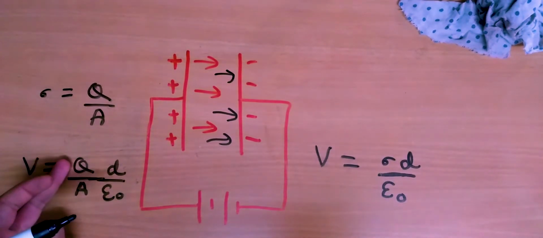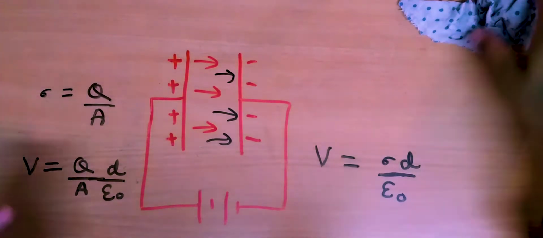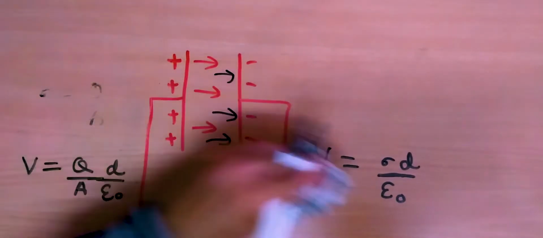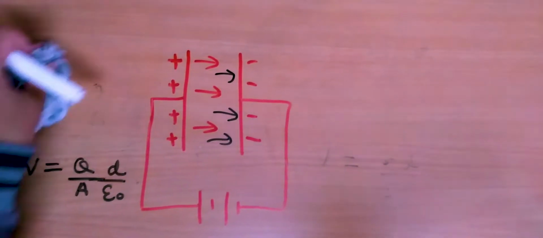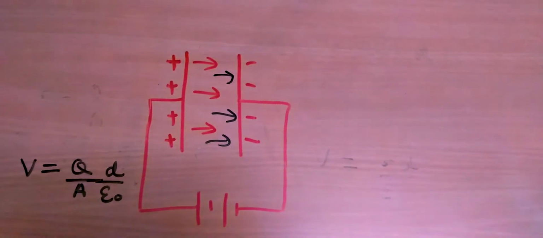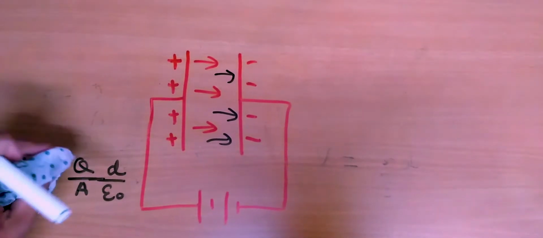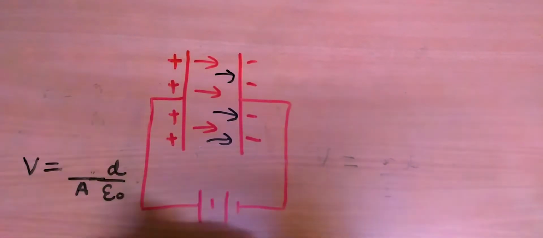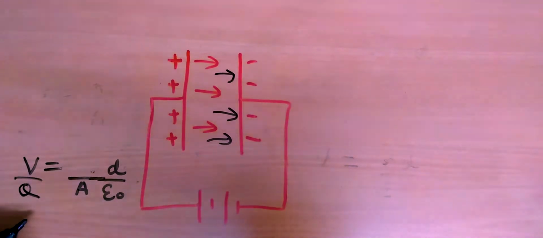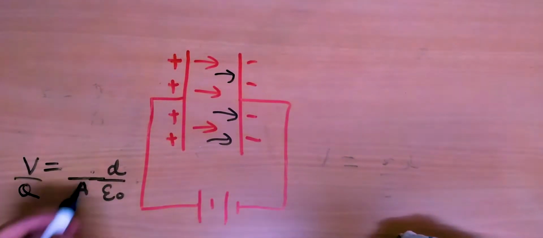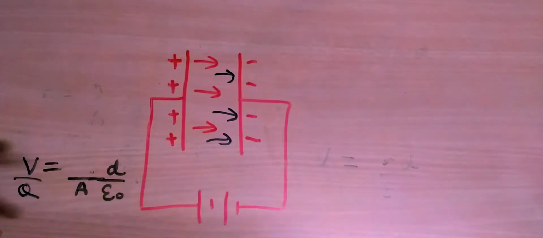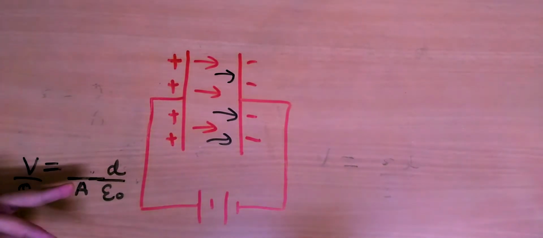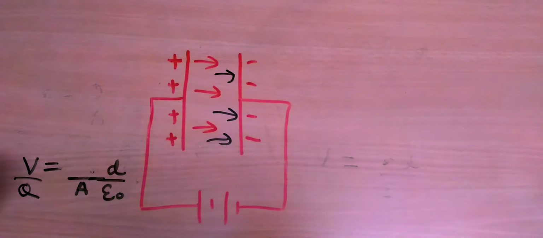Now I can simply take my Q on the other side. Wait, let me keep on removing the previous steps. If you wish to note, you can pause it before I rub. So I'm just taking this Q from this side, I'll remove it from here and take it on that side. So what I get is V upon Q equals this thing, D upon A into epsilon naught. Now I'll quickly just take the reciprocal of both the sides, and I'll tell you in a moment why I'm doing that.